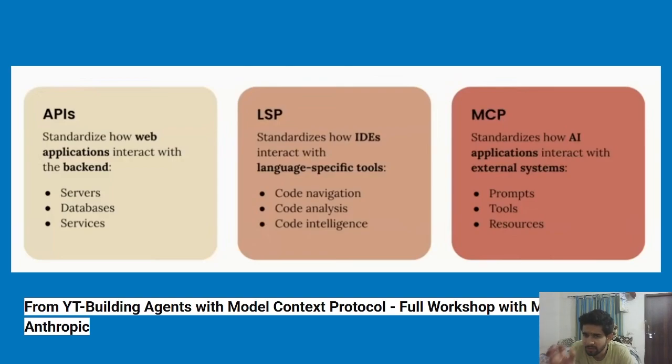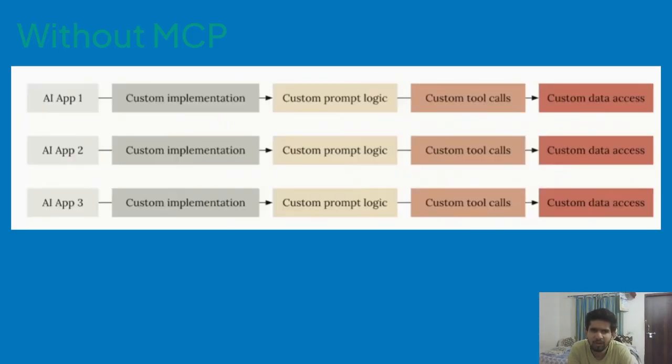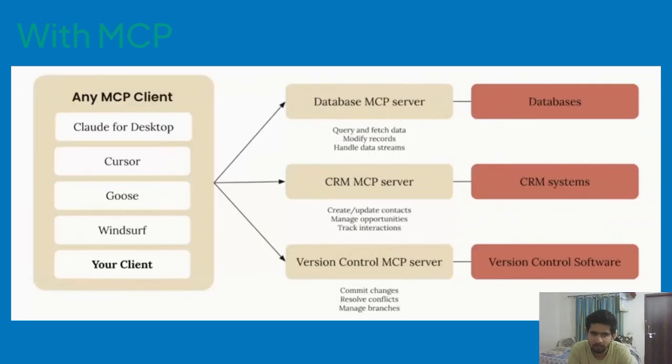And then comes the MCP. It standardizes the AI application and its interaction with the external environment, the resources it uses, the tools it uses. Without MCP, this is what any application might look like. We have to do custom implementation, we have to write our own prompt logic. For calling the tools, we have to write custom code and everything custom. It is like there are different chargers for charging different phones. So with MCP, everything is organized.